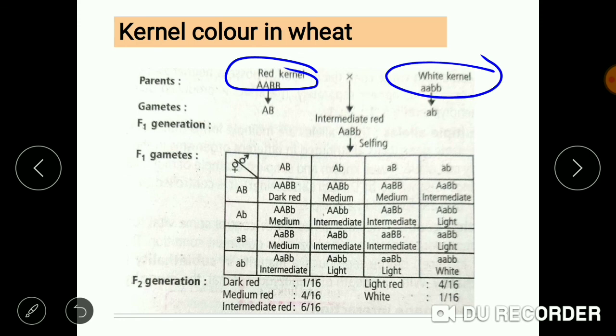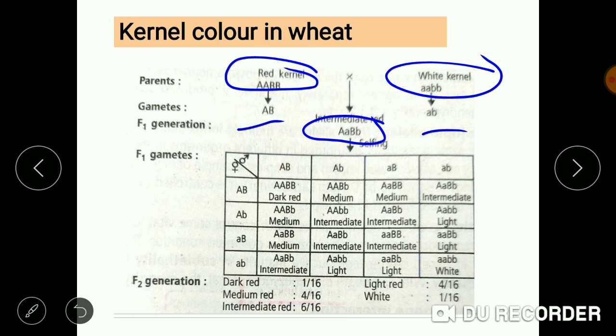And they are represented, the red kernel is represented by capital A, capital A, capital B, capital B, and the white kernel is represented by small a, small a, small b, small b. We have taken out the gametes and we have obtained the F1 generation as capital A, small a, capital B, small b, which is an intermediate red color which we have obtained in the F1 plants.